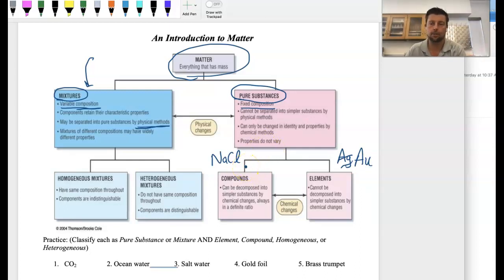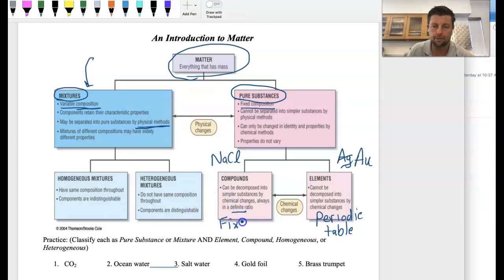Now we'll talk about isotopes later when we get into the inner workings of the elements. So an important thing to recognize between elements and compounds: elements are on the periodic table. So if it's on the periodic table, it's an element. Whereas compounds are a combination of those elements in a fixed ratio.